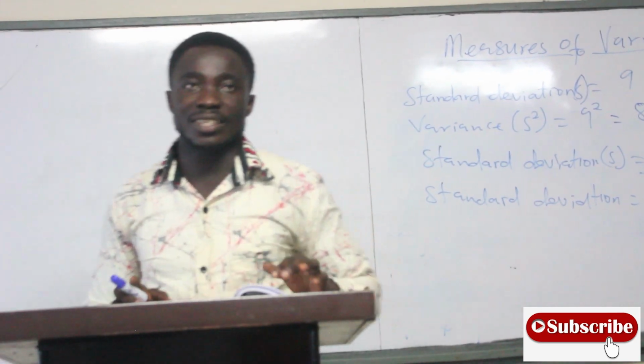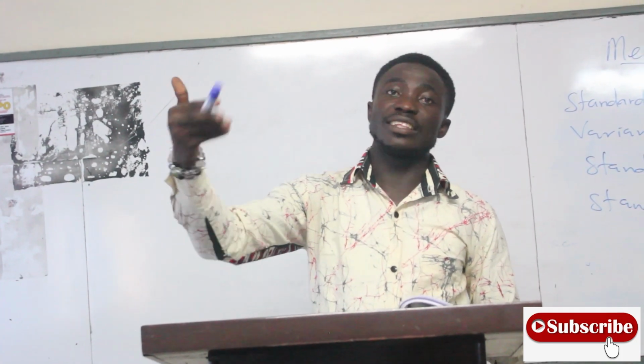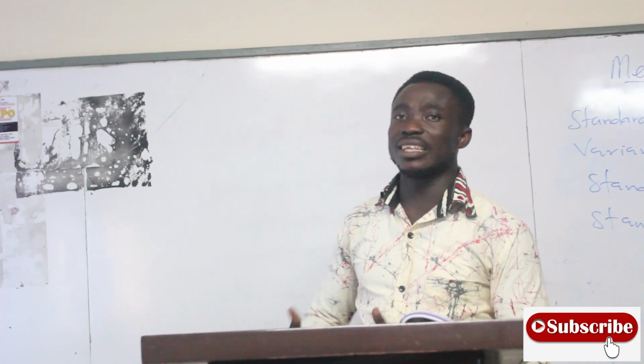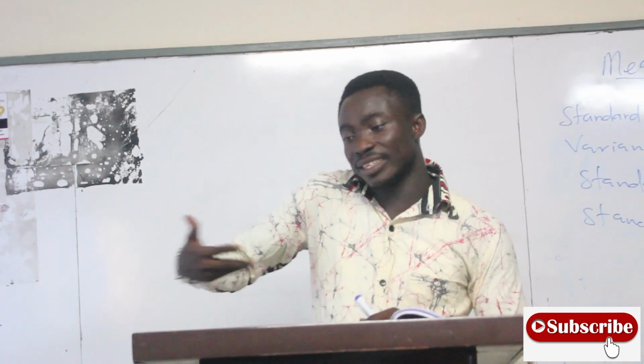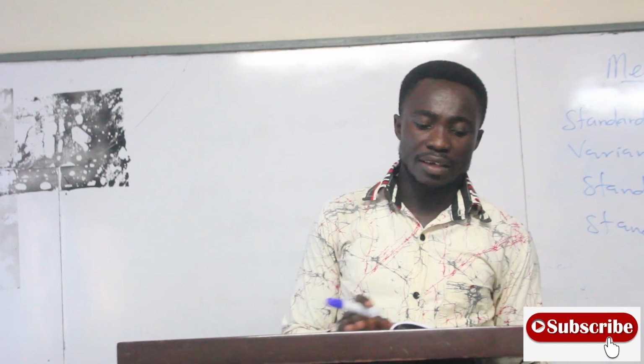So the rule is very simple. Whenever you are given the variance and you are asked to find the corresponding standard deviation, you just need to take the square root of the variance to get the standard deviation. Is that okay? And when you are given the standard deviation and you are asked to find the corresponding variance, all you need to do is take the square of the standard deviation and you will get the variance. Let's look at the features of the variance or standard deviation.